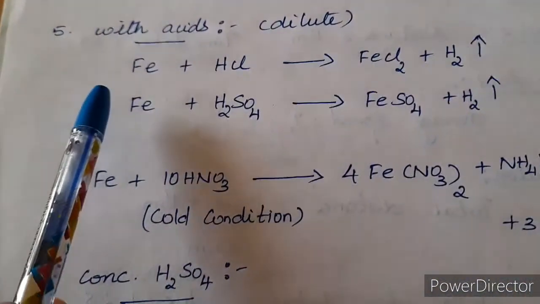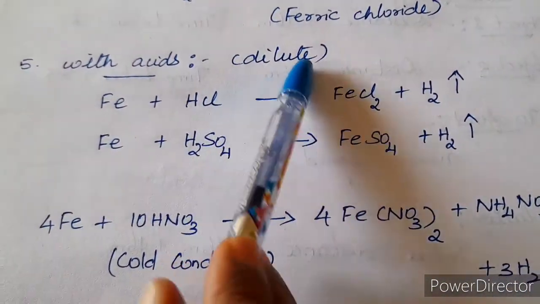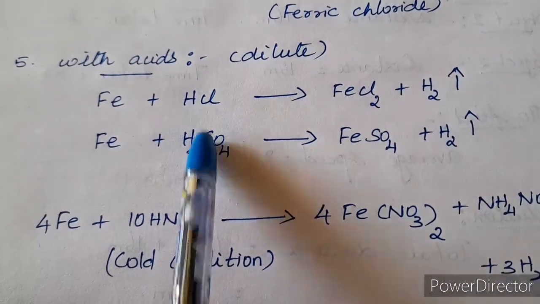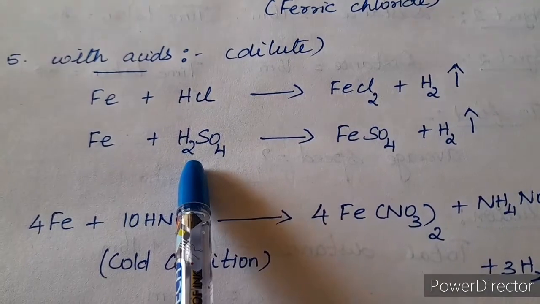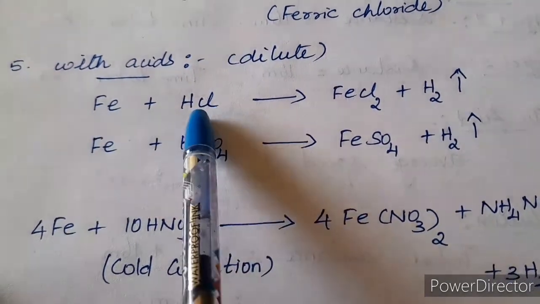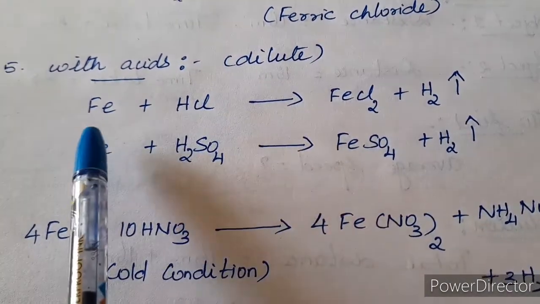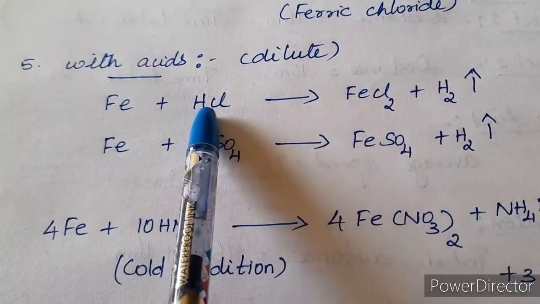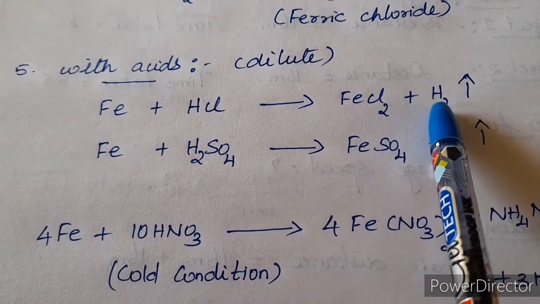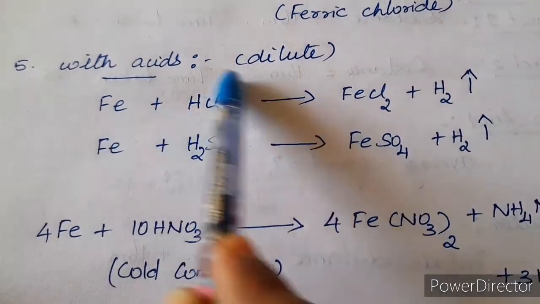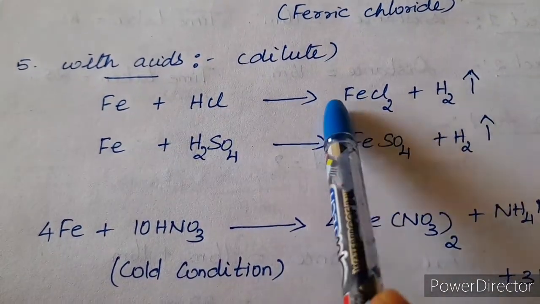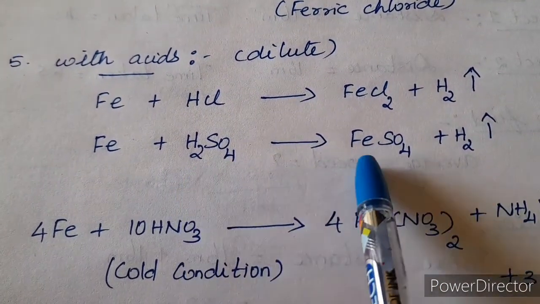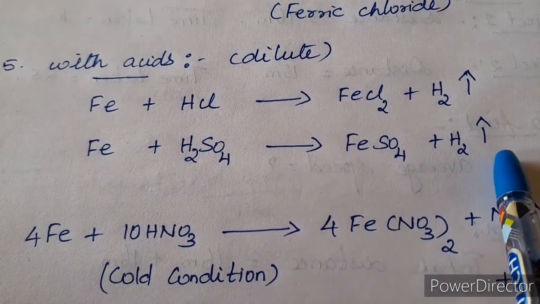Next is the reaction with acids. Especially we'll see the dilute acids. All these acids that I've taken, hydrochloric acid and sulfuric acid, are dilute acids. Now we know the general reaction: when a metal reacts with acid, it forms salt and hydrogen is liberated. Similarly, iron reacts with hydrochloric acid to form FeCl2 with the liberation of hydrogen. Again, with dilute sulfuric acid, it forms FeSO4 with the liberation of hydrogen.